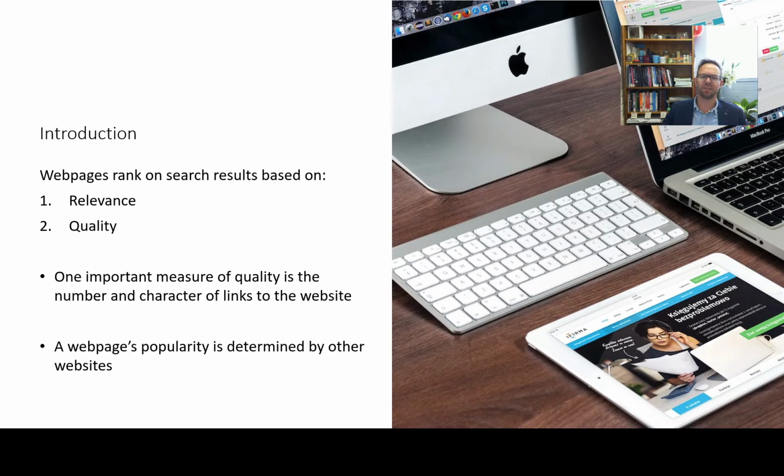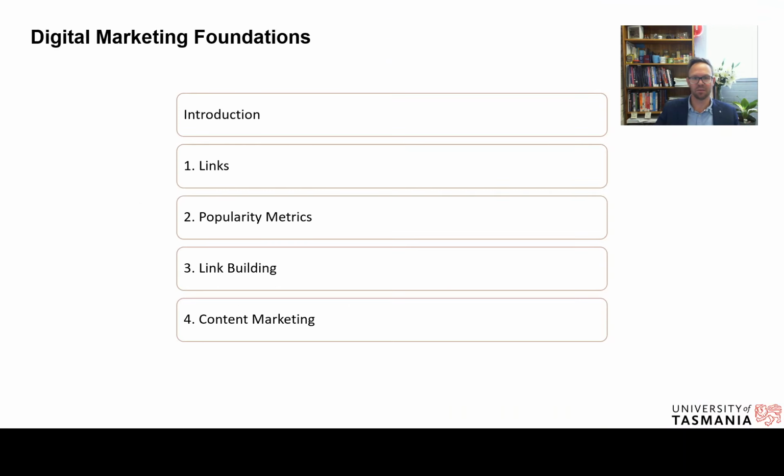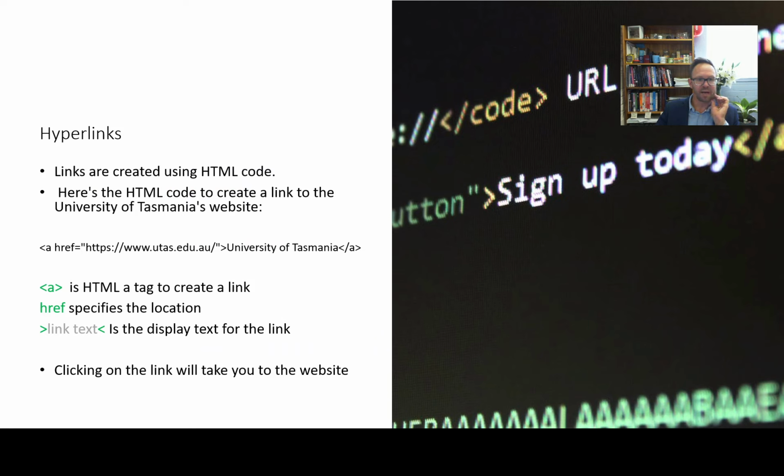So web pages rank search results based on relevance and quality. One important measure of quality is the number and the character of the links to the website that's been ranked. A website's popularity is basically determined by other websites. So if lots of other websites are linking their sites to yours, then it makes sense that those websites think it's a good website, right? So Google uses that.